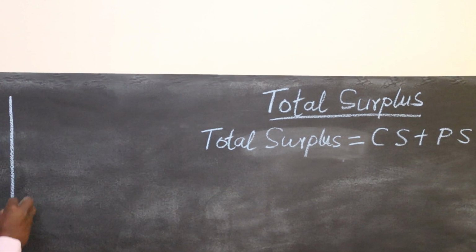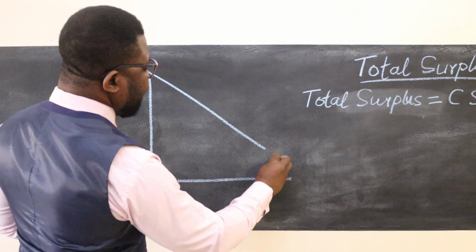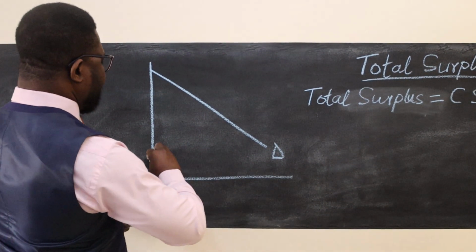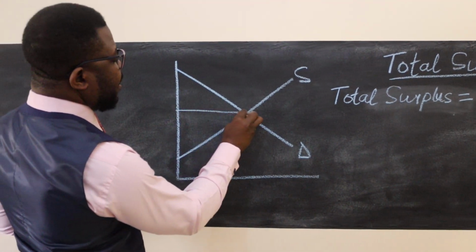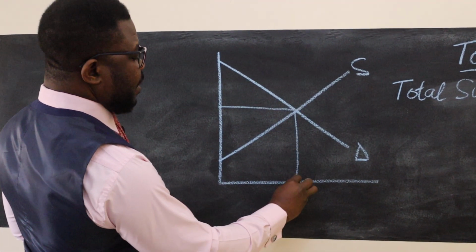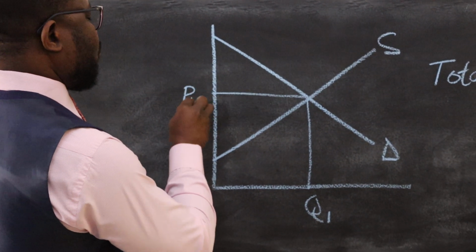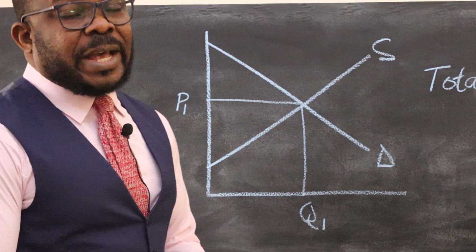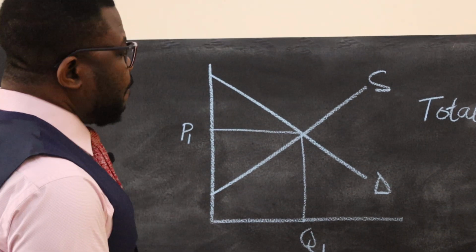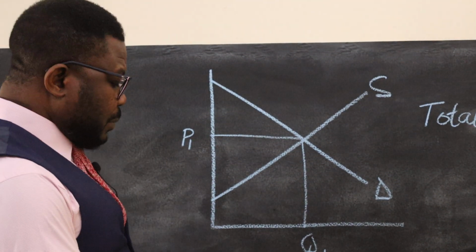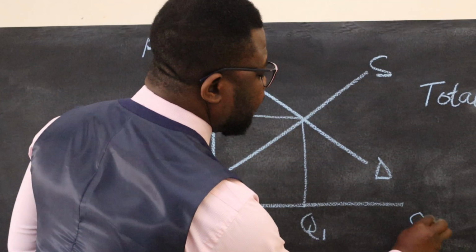So normally you have a demand curve that slopes downward. You also have a supply curve. Let's assume we have a price line in the middle, and let's say we have a quantity. Let's call this Q1 and let's call this P1. We can work out the consumer surplus and the producer surplus from here. So remember the definition.